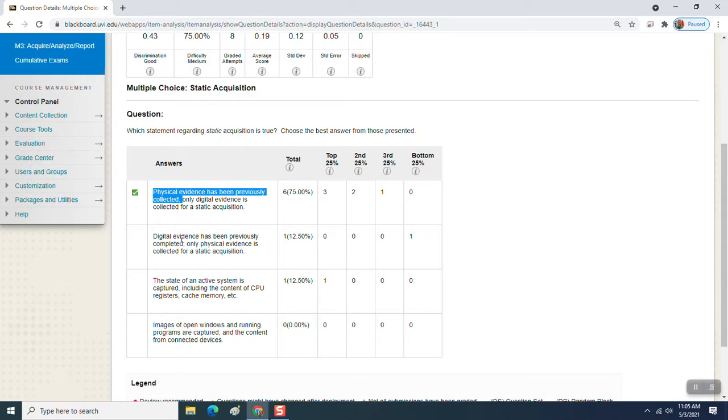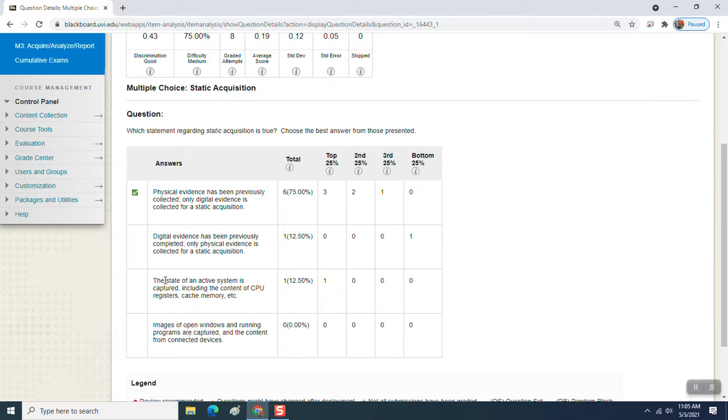The other false statements that were chosen by students: digital evidence has been previously completed. No. What about digital evidence has been... that's a vague statement. Only physical evidence is collected for a static acquisition. No, that's not true. Digital evidence is collected during a static acquisition. It's usually from a data store, and it's usually powered off.